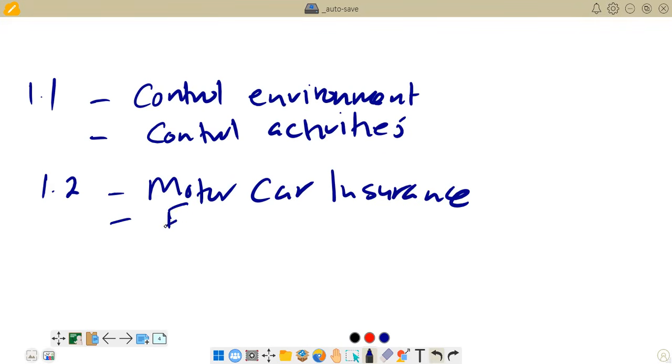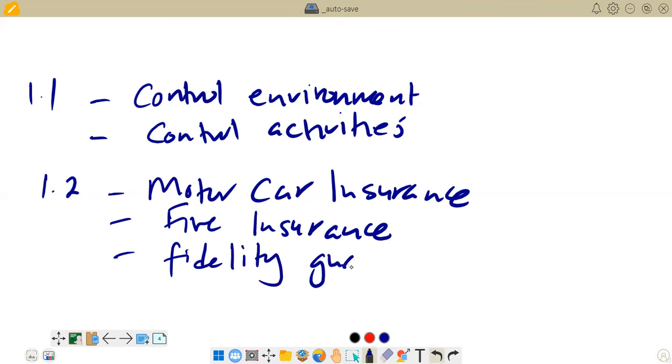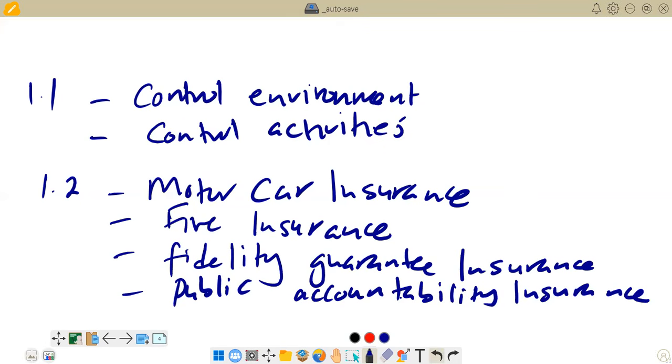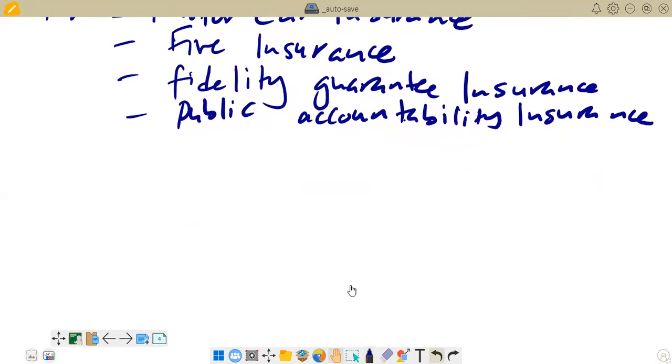We can have the fire insurance also. Thirdly, we can mention the fidelity guarantee insurance. And then lastly, we can include the public accountability insurance, which covers theft, etc. So this marks the fourth one. So we can go on to see what we have in terms of the next question.